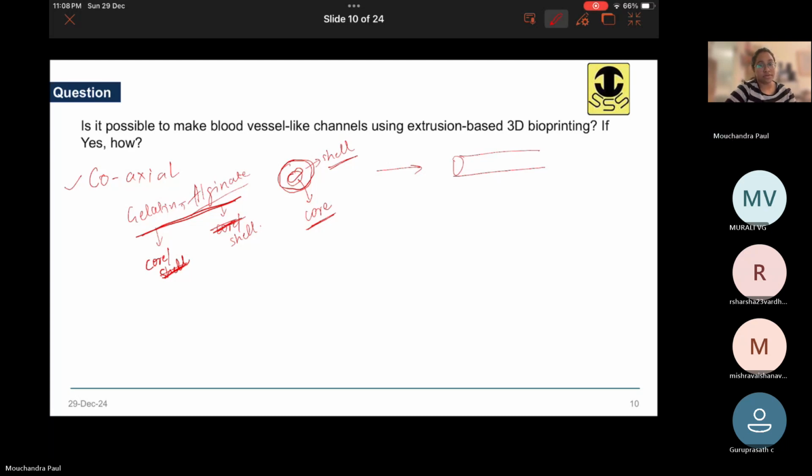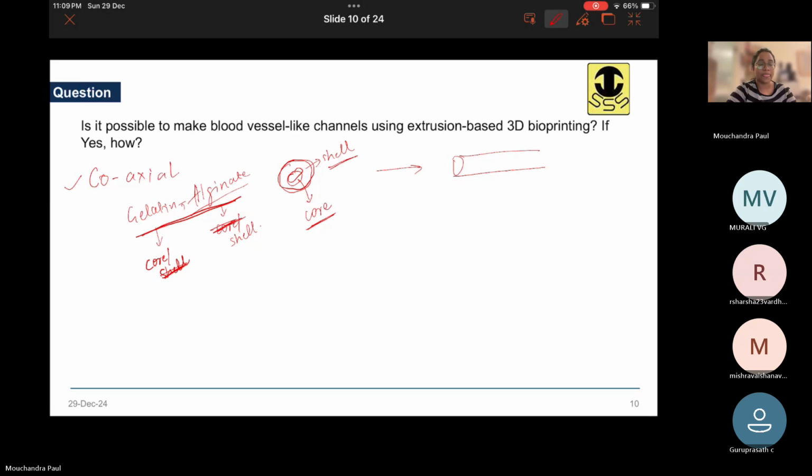Or you can form this type of alginate hollow structure in the presence of a core solution of only calcium chloride. You don't need gelatin at all for that. You just need to make sure that the flow rates of calcium chloride solution and alginate are well synchronized. One should not run faster than the other. Otherwise, the hollow structure won't be made. Got it?